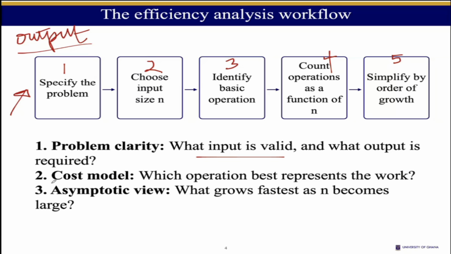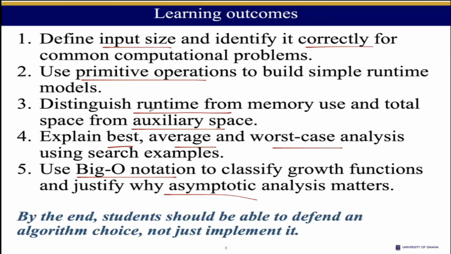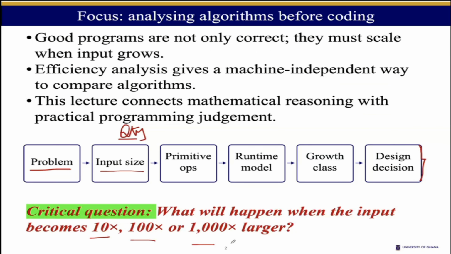Then you also need to understand the cost model. The cost here is: which operation will best represent the work? And when n begins growing and becoming larger, what happens? Like I indicated in the previous slide, the inputs can grow. You can have 1,000 students, 2,000 students. Now, UG, for example, has about 70,000 students.